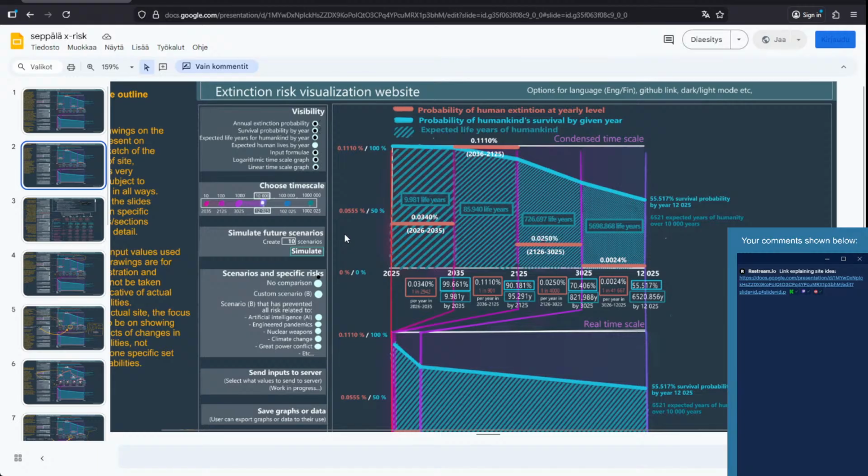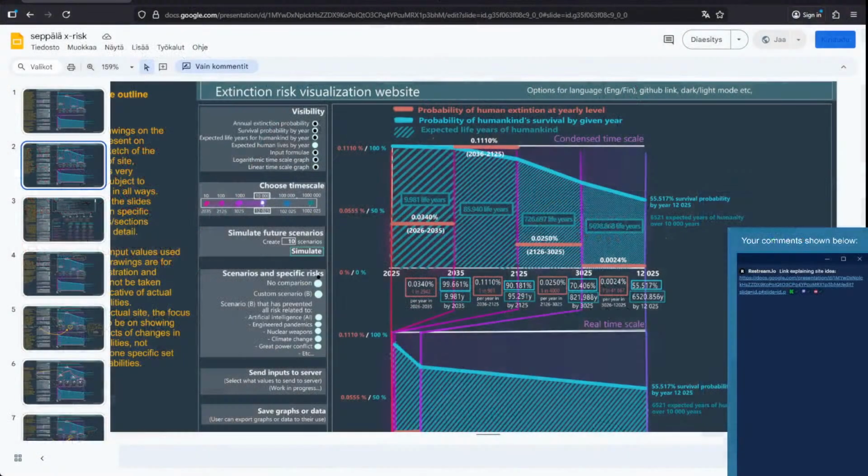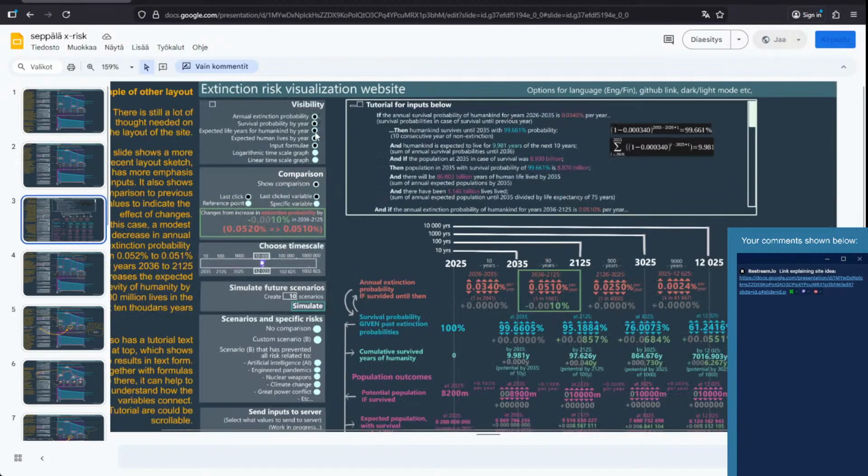Whereas in the original design, there's a heavy emphasis on the graph area, and I would like to have some kind of middle ground between these two approaches, and I wonder if I can incorporate these graphs somehow better, especially if I don't have to think about this tutorial area, if it's not in use. Would it work better?